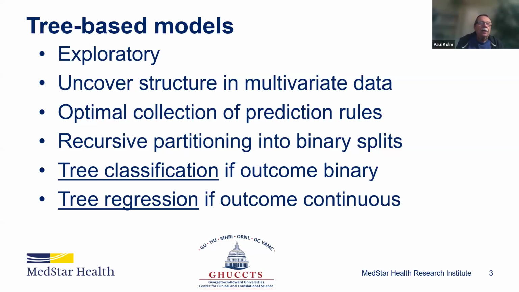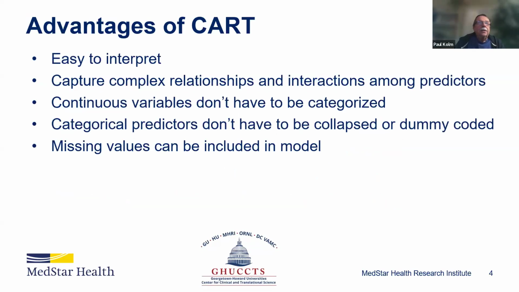And so if our outcome is binary, then we refer to it as tree classification. If the outcome is continuous, then we refer to that as tree regression. So there are a number of advantages to CART. It's relatively straightforward to interpret. It also captures complex relationships and interactions among predictors, and it does that automatically in the recursive partitioning.